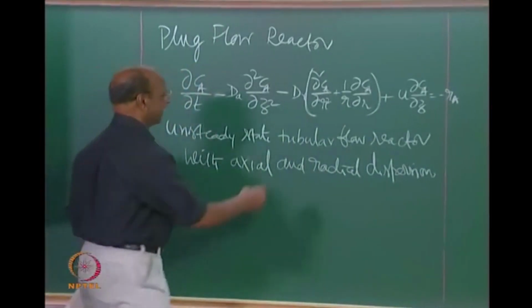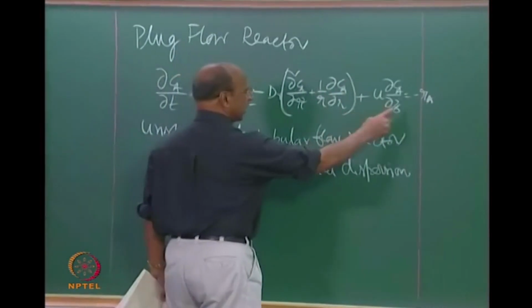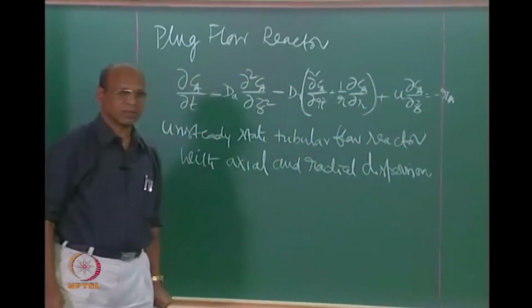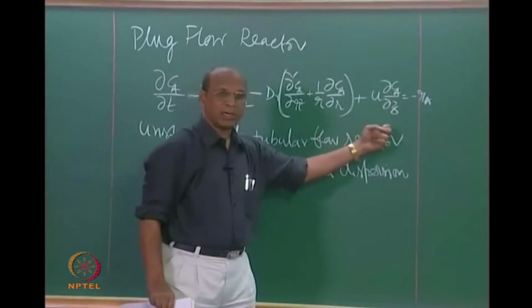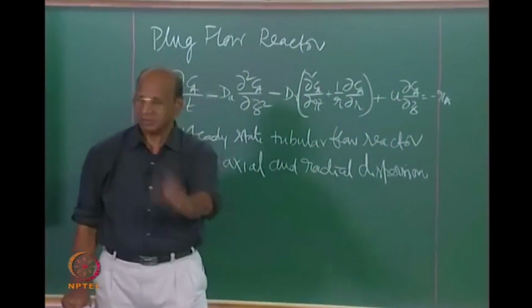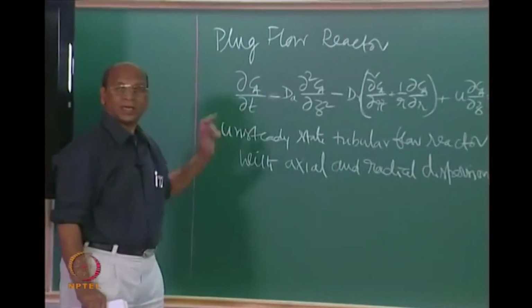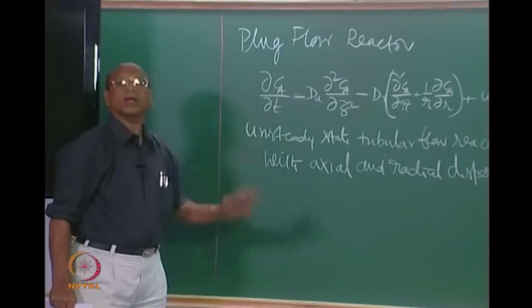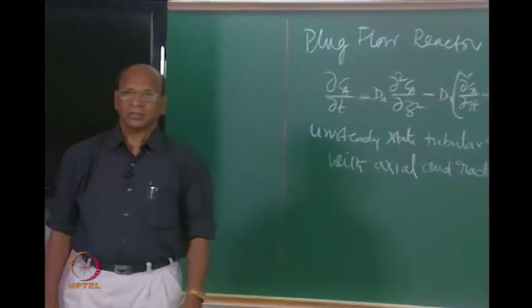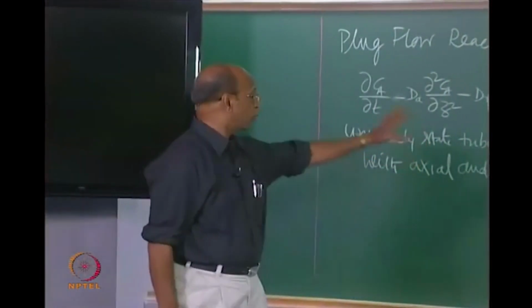Okay? Okay, good. So, this is the radial dispersion, and this one? Diffusion. u dCA by dz is the convection term. And this one? Unsteady state.